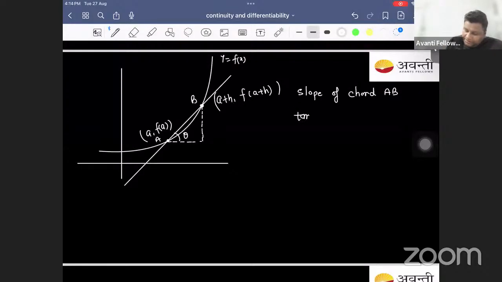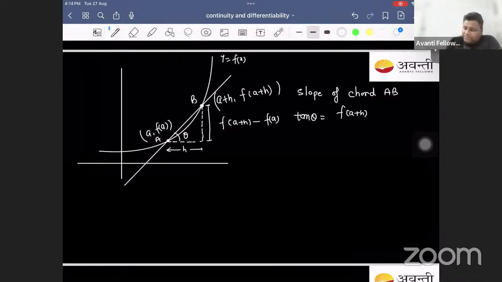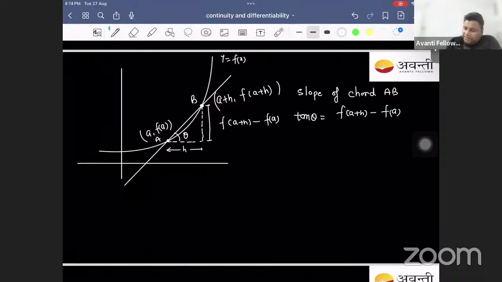Now, the slope of chord AB will be tan theta. This length will be f(a plus h) minus f(a), and this length is going to be h. So tan theta is [f(a plus h) minus f(a)] upon h. This is the slope of the chord.